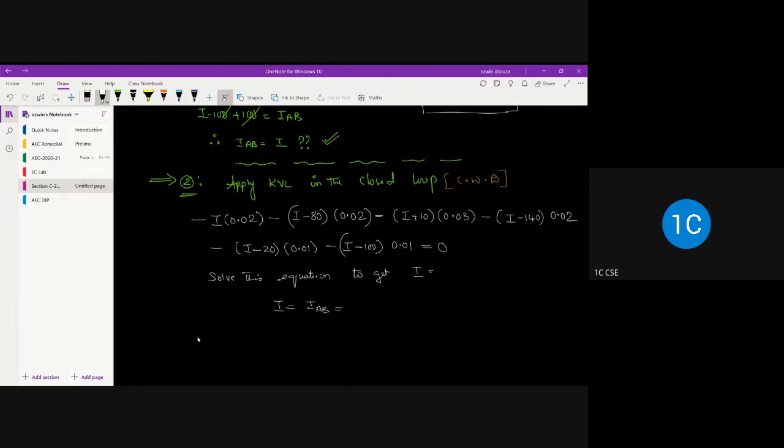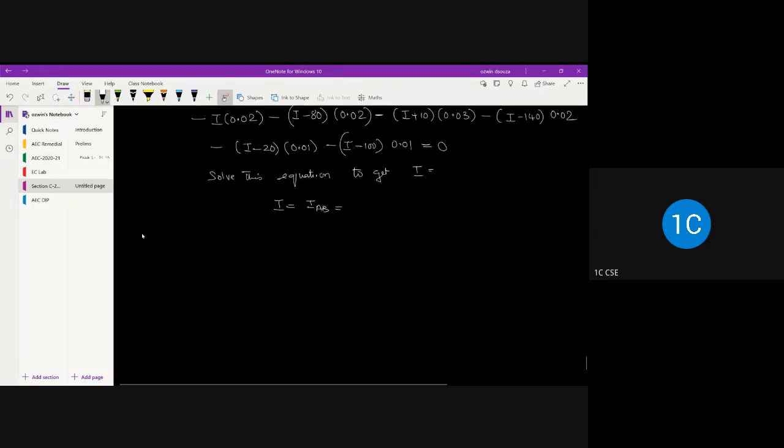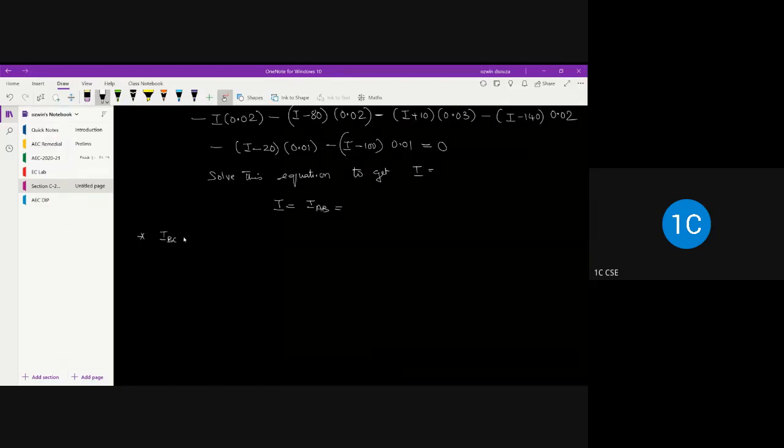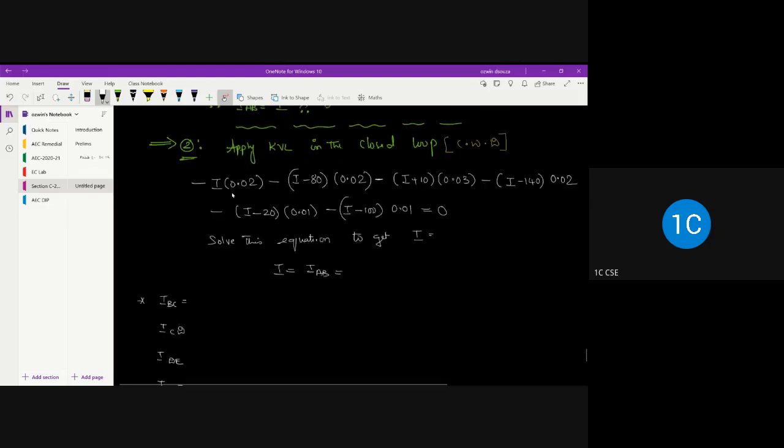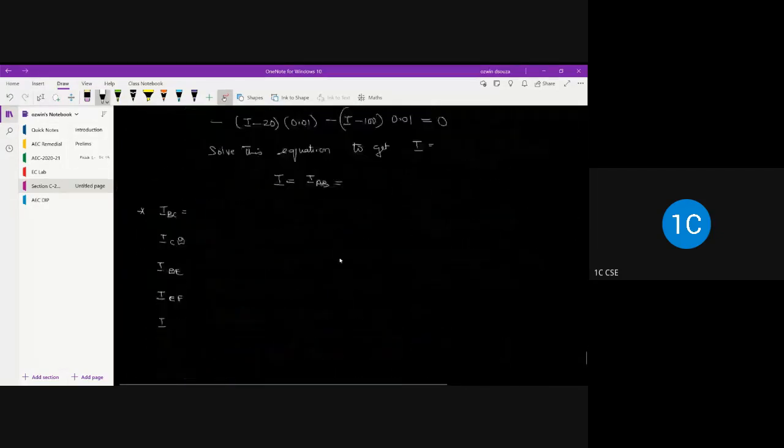So I is nothing but IAB, right? Take your time. In the meantime, I'll just keep ready the branch currents. Then we have IBC, ICD, IDE, IEF, and I. That's it. Yeah, and EFA, right? Yeah, EFA is there.